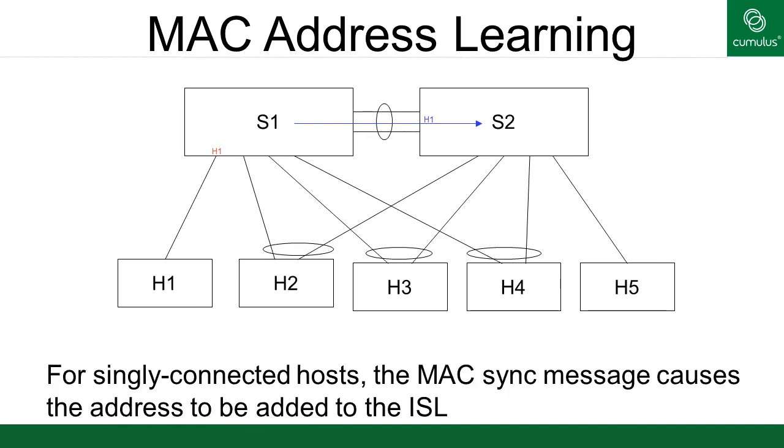In a similar manner, when H1 is learned on switch 1 as being singly connected down on its leftmost port, it'll send a message across to S2 and say, hey, I learned this address, H1, on this singly connected port. And S2 will then manually add the address to the inner switch link. And in that way, any packets that come in S2 will be forwarded across the inner switch link and then down to H1.